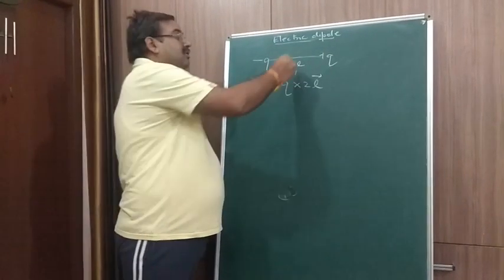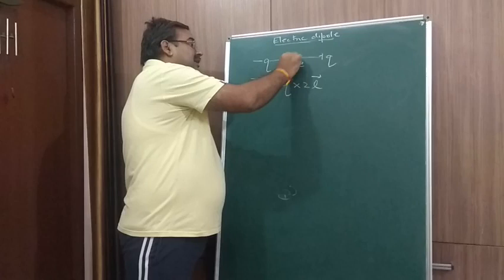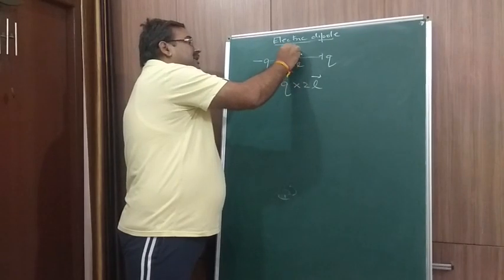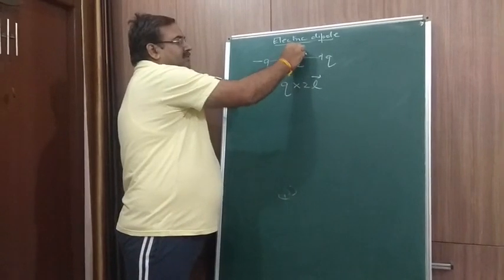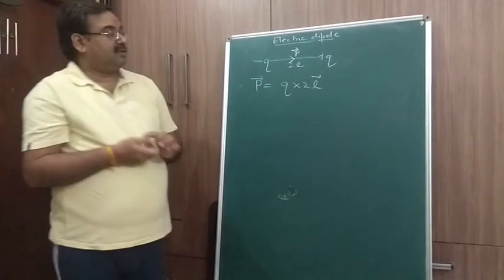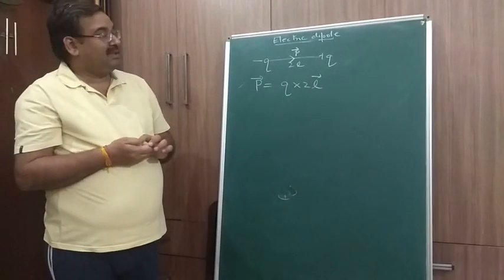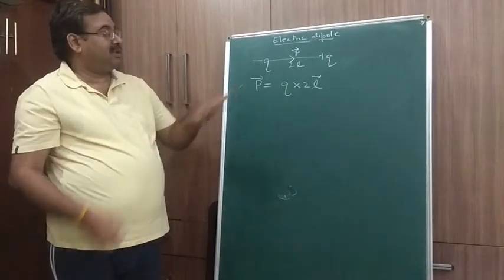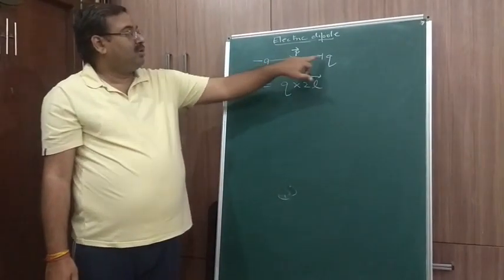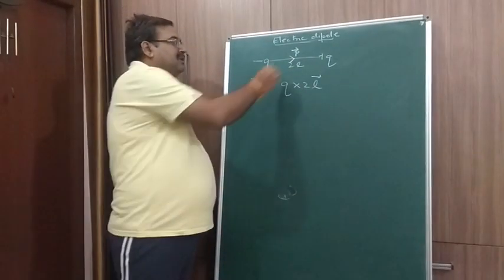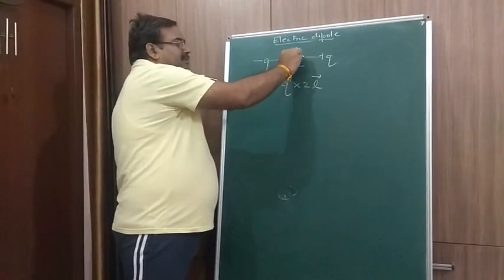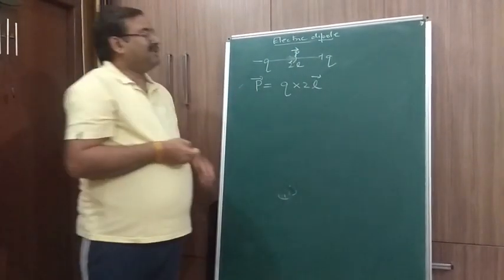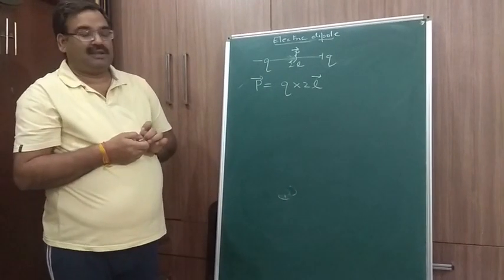So what is the direction of electric dipole moment? The direction of electric dipole moment is from the negative charge to the positive charge. Whenever we are talking about a vector quantity, it should have a direction. So the direction is from the negative to the positive. This is representing the direction of the electric dipole moment. Is it clear?